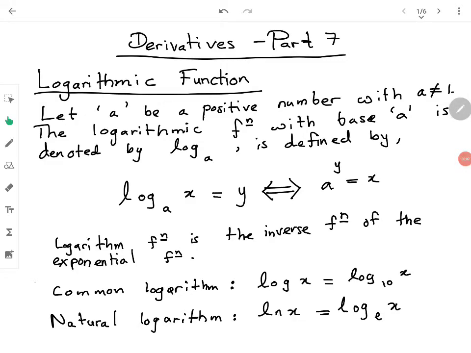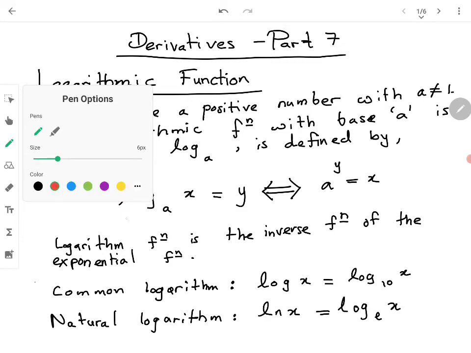Okay, in today's lesson, we are going to discuss the log function, the logarithmic function. To define the log function, we need to define the base. The base a has to be a positive number with a not equal to 1. Then we denote log by log base a, and it is defined by this expression. So log_a x, where x is what's inside of the log, the argument, is equal to some value y if and only if a^y = x.